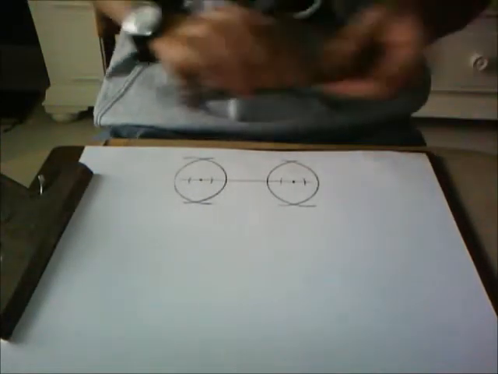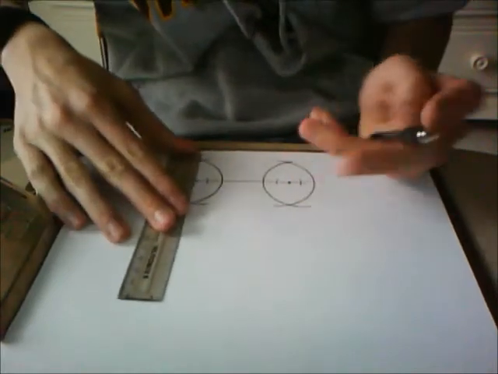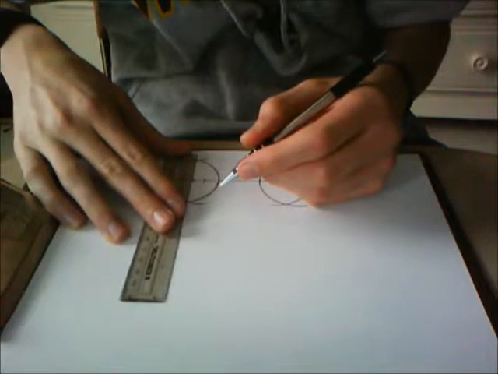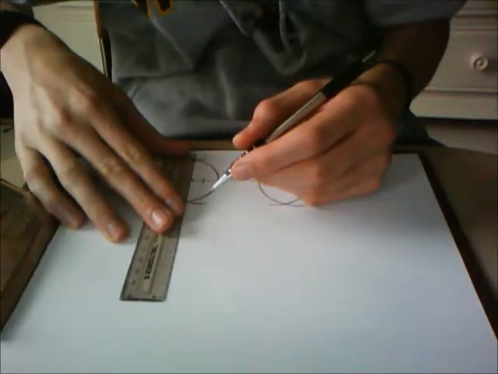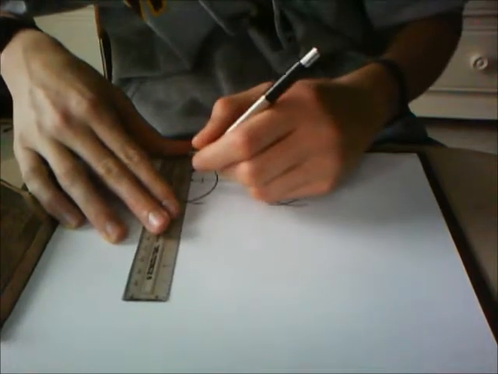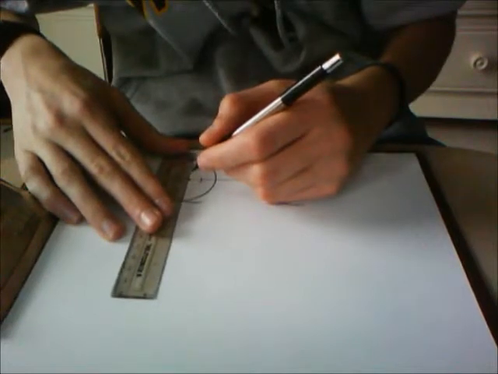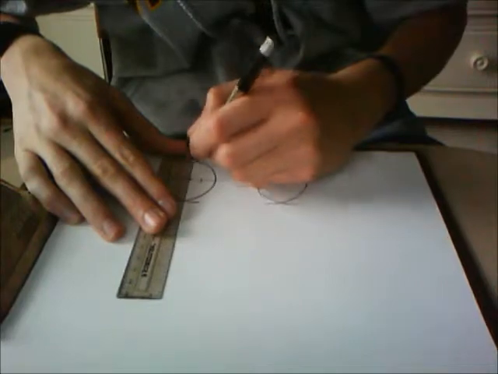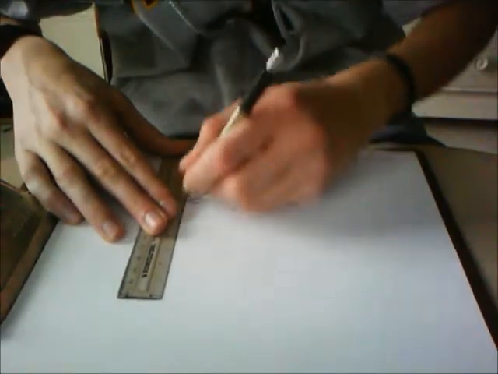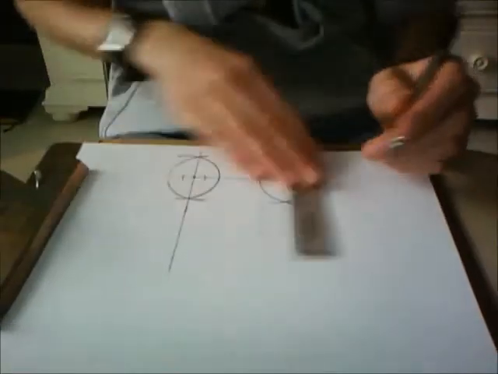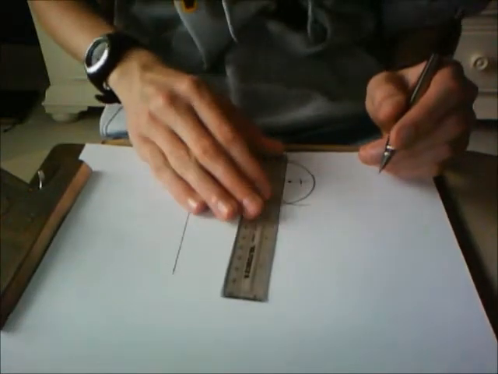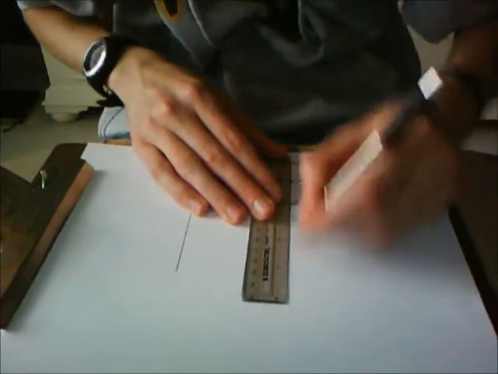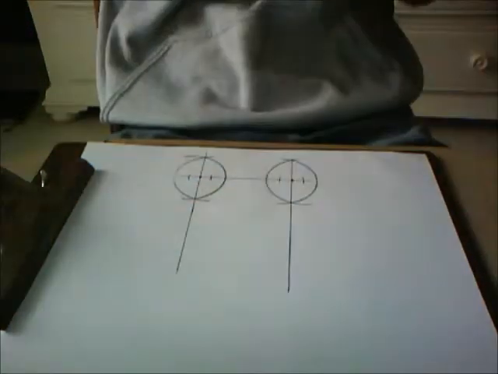So now it's just a matter of connecting the dots, so to speak, of the intersecting sections of the arc. So we just draw the line through, and there you go. So there's one perpendicular line, so then we connect the dots on the other side, and there's our other perpendicular line.